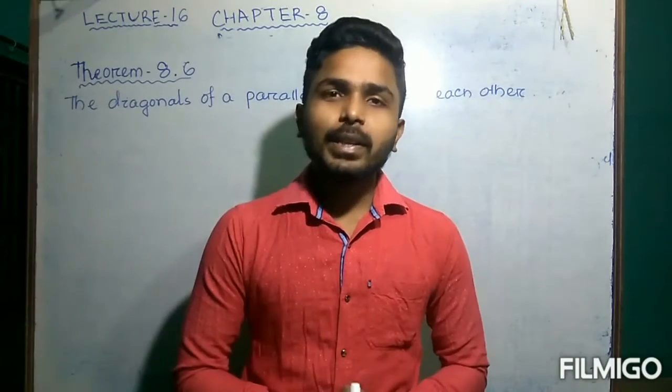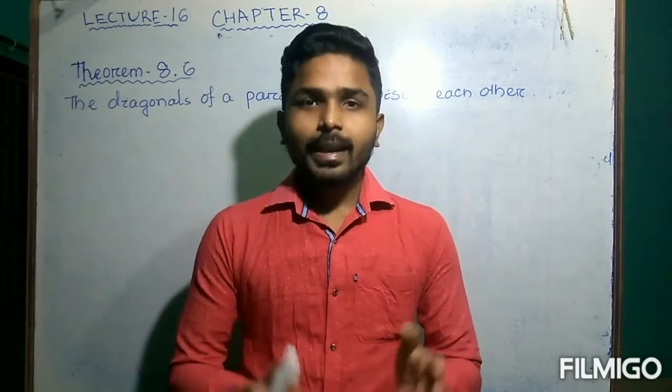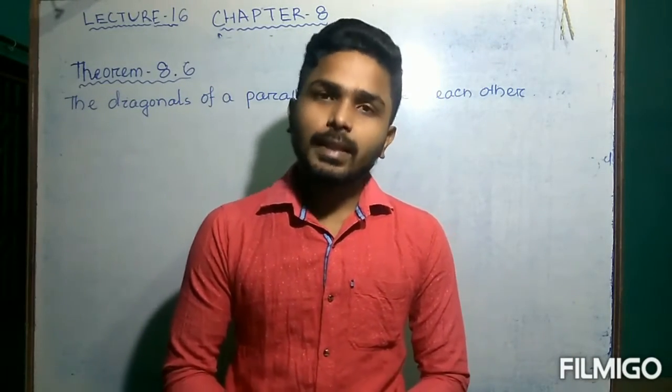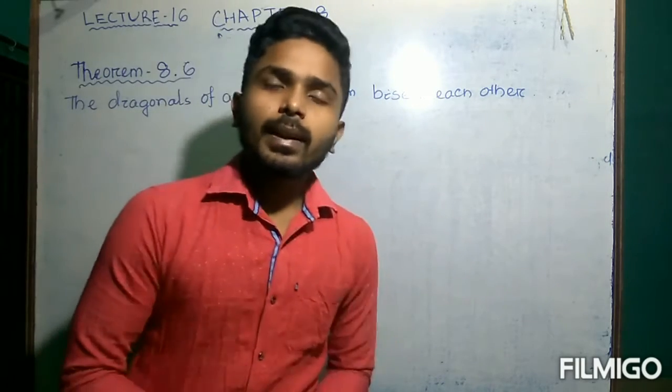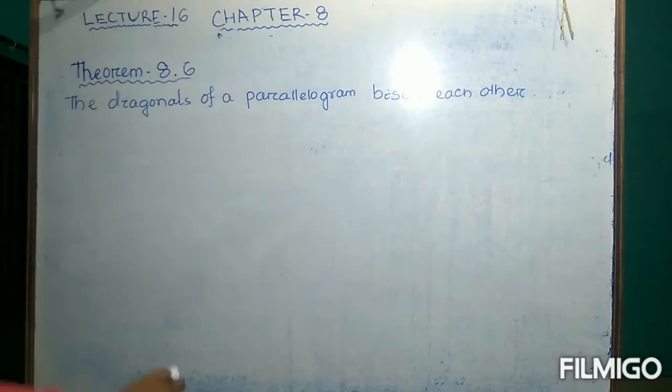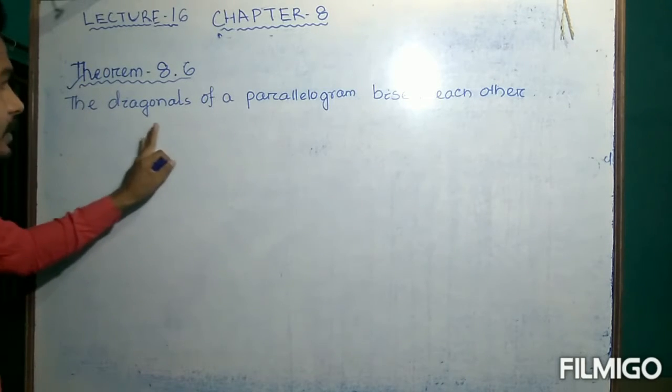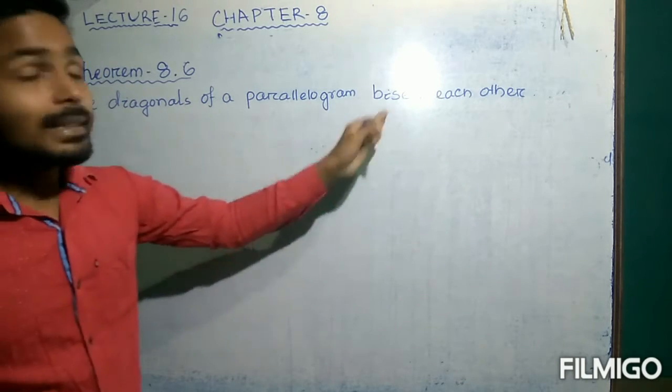So welcome back again to a new lecture, that is lecture number 16, and in this lecture we will discuss another type of theorem, that is theorem number 8.6. Okay, so let us first understand the statement of theorem 8.6. The statement states that the diagonals of a parallelogram bisect each other.